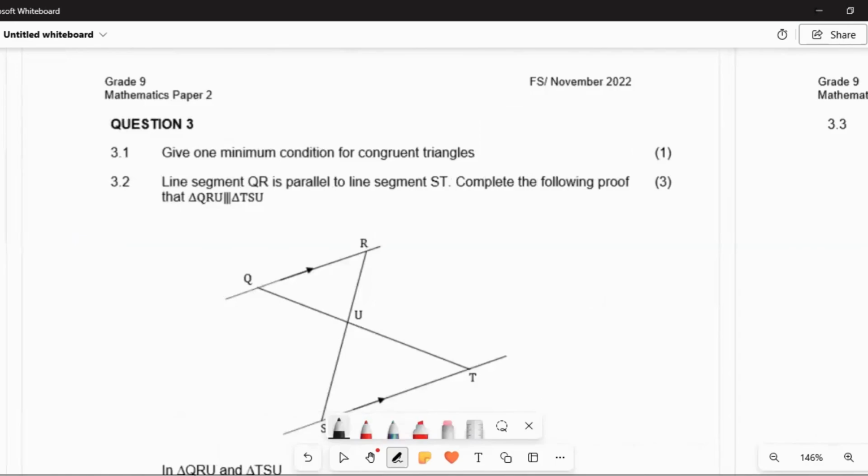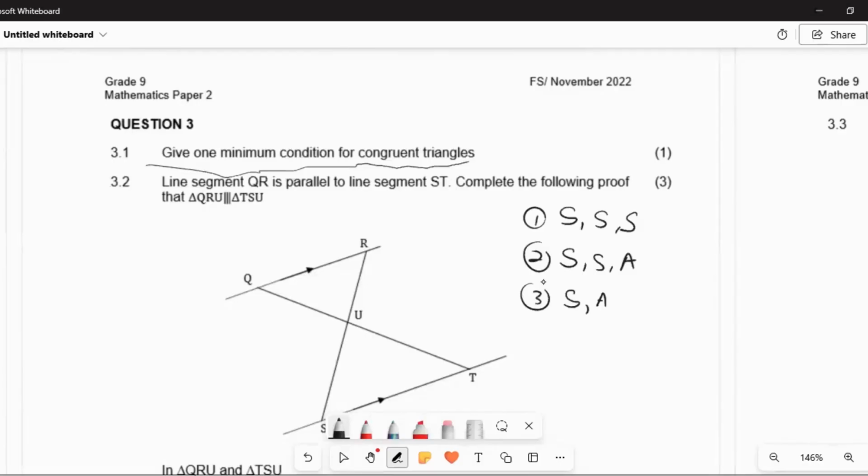Now coming to question three. The first question is they are saying give one minimum condition of congruency. They only said one. I'll give you all four of them. The first one that we know of is that we need to have all the sides equal, or we need to have two sides that are equal and one angle. Number three, we at least have to have one angle and one side, and two angles at least. And then the last one, at least we should have a right angle and a hypotenuse as well as a side, but I will explain this one further on.